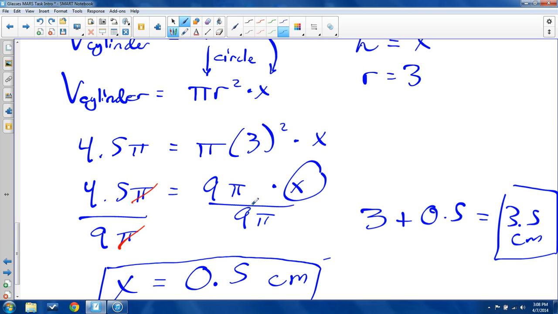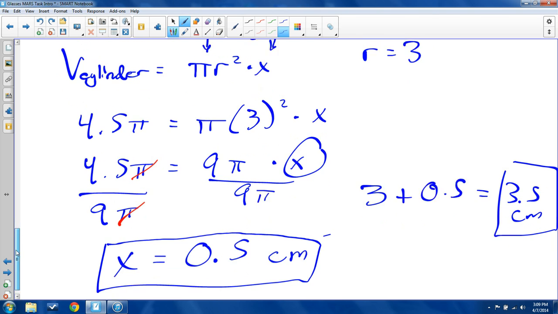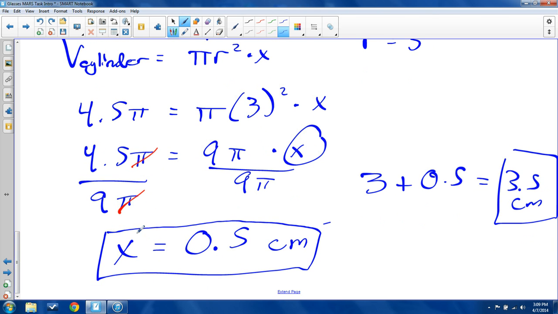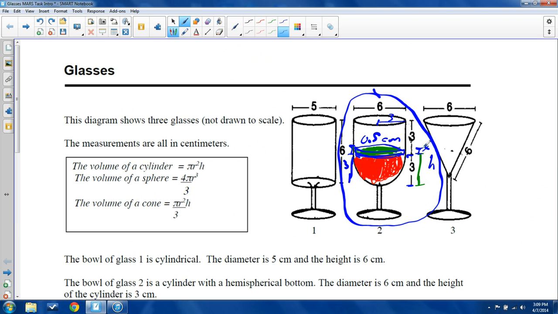We divide both sides by 9 pi. The pi's cancel out. Again, the rest is algebra, the rest is division. You get x is 0.5. So this x, remember, was this little height right here. It said, how tall was this little portion right there? Now, that wasn't the answer to the question, but this helps answer it for sure.